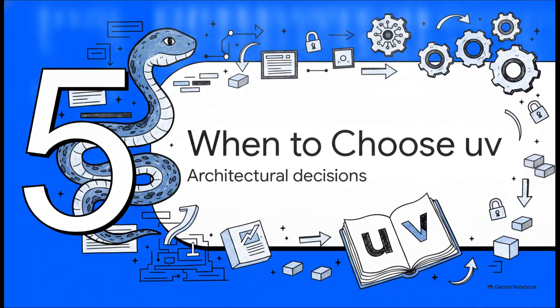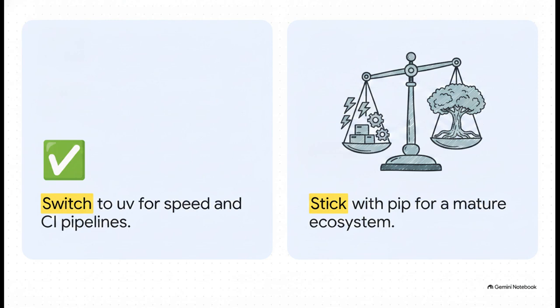Section 5. When to choose UV. Making the right architectural decision. Now, here is the crucial point. We really need to understand the trade-offs here, because making this choice represents a meaningful decision in the broader Python ecosystem. You should absolutely switch to UV whenever your team needs extreme speed, relies on heavy CI pipelines, or needs robust multi-version Python management. However, I want to be clear, it is perfectly valid to stick with pip or Poetry.